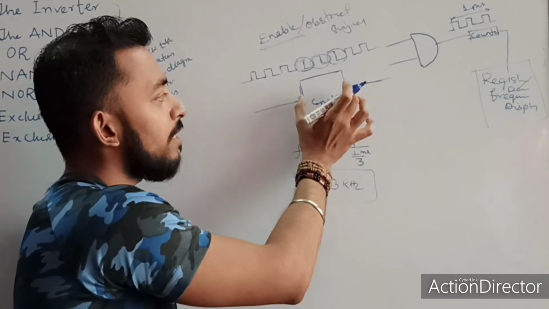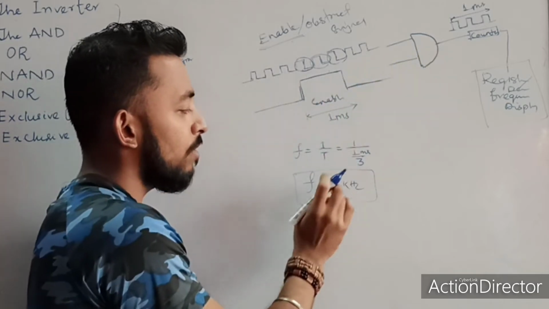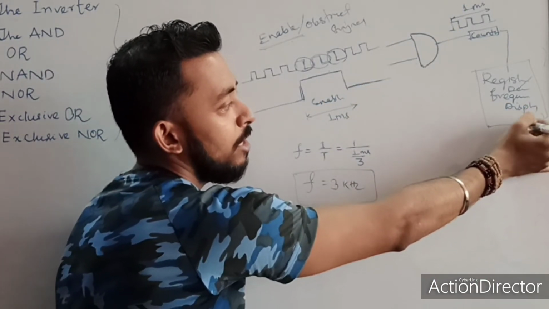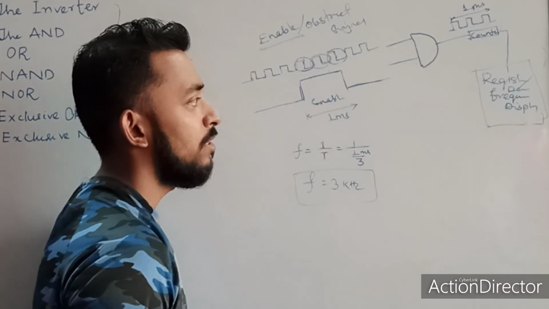It means in this interval this is the frequency of my signal, 3 kilohertz, and at the frequency display I can see that the frequency is 3 kilohertz.